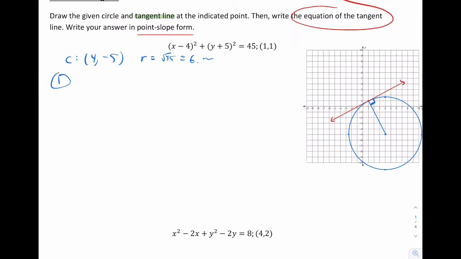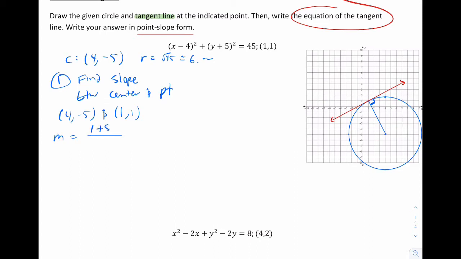Step 1, we're going to find the slope between the center and the point given. So the center was (4, -5). The point given was (1, 1). Let's find the slope. So we know our slope formula, (1 + 5) over (1 - 4). That's 6 over -3, which is -2. But then we don't want that. That's the slope of the blue line. We want the perpendicular slope, and the perpendicular slope is opposite reciprocal, which is 1/2.